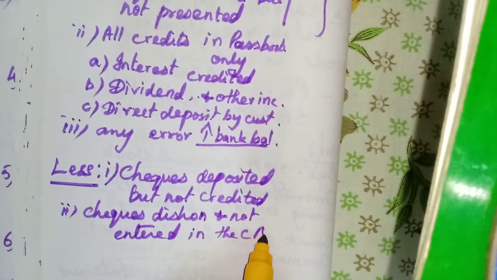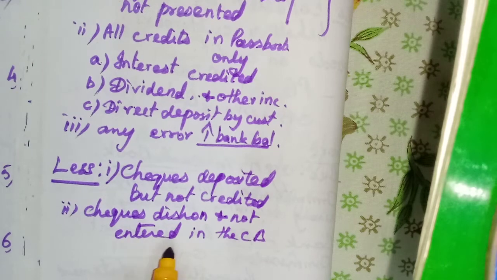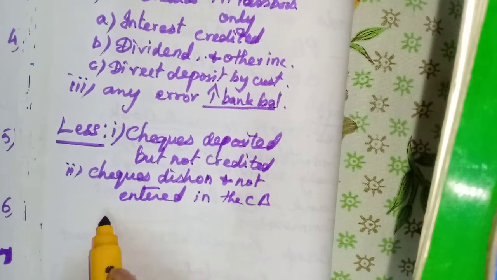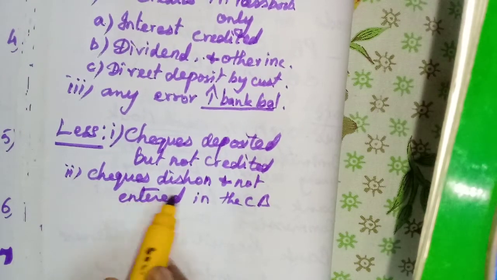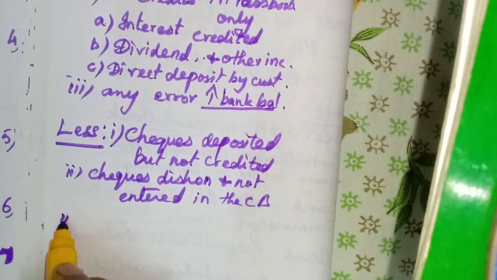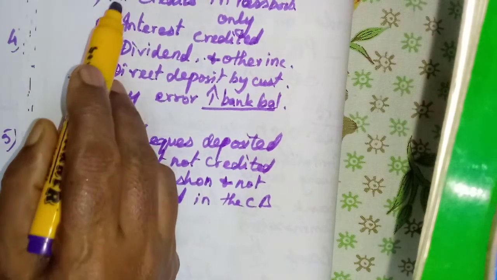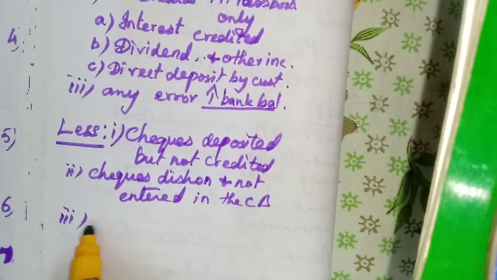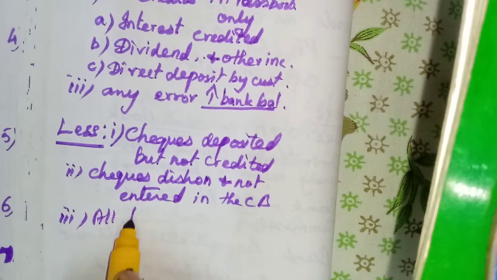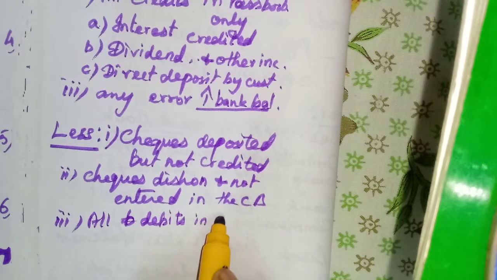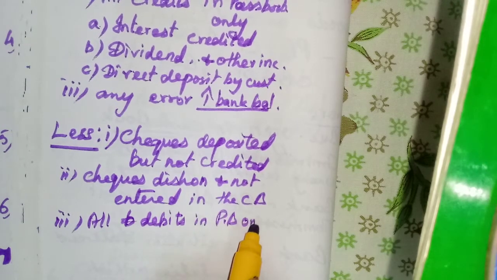In the cash book, each and every item I will explain to you, but tomorrow onwards we will start doing the problems. I will go very fast. Within two or three days I will complete this lesson. Check dishonored but not entered in the cash book. Then opposite to this, all credits in the passbook. Here, all debits in the passbook only.